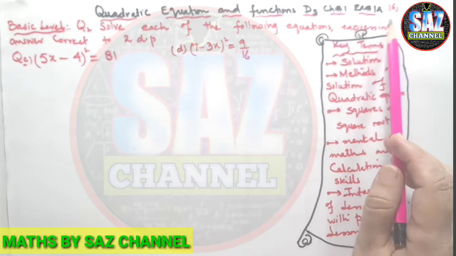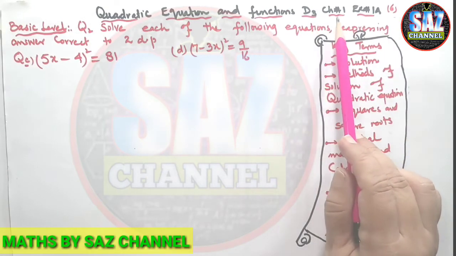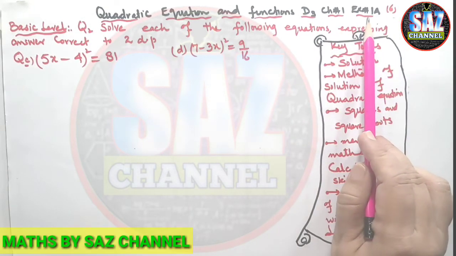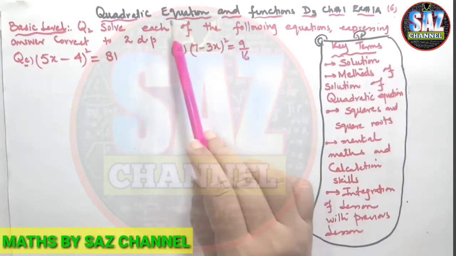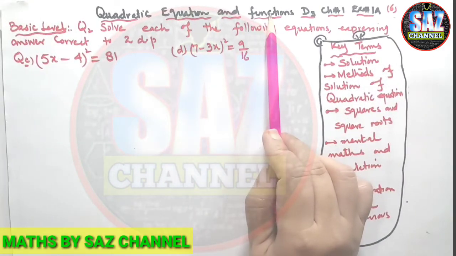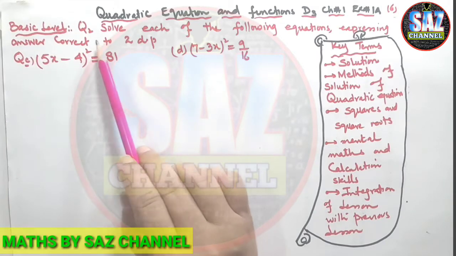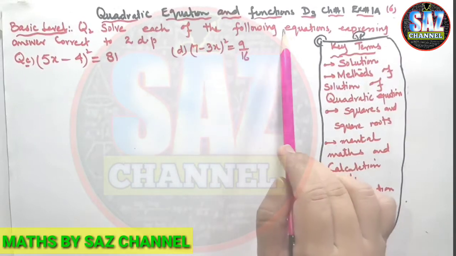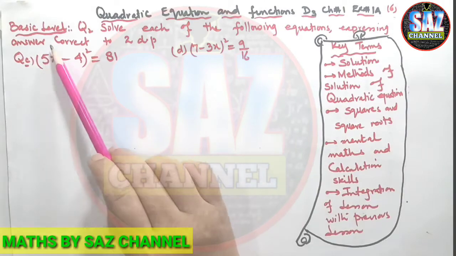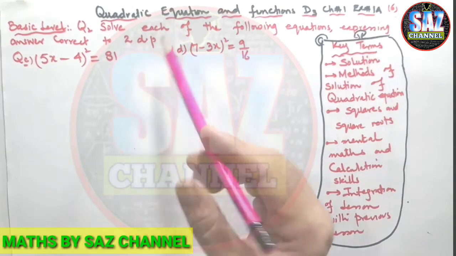This is my sixth lesson of D3, chapter number 1, exercise 1A, that is about quadratic equations and functions. In this lesson, I will solve question number 2, basic level, that says solve each of the following equations, expressing answer correct to decimal places.